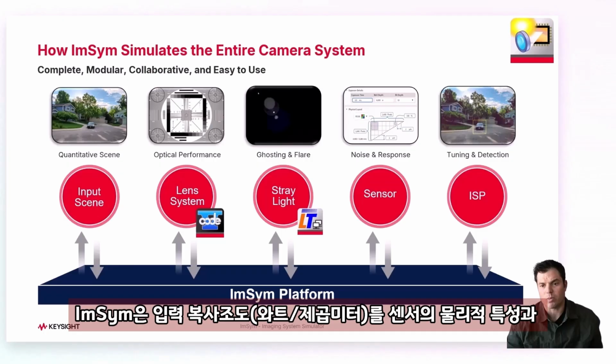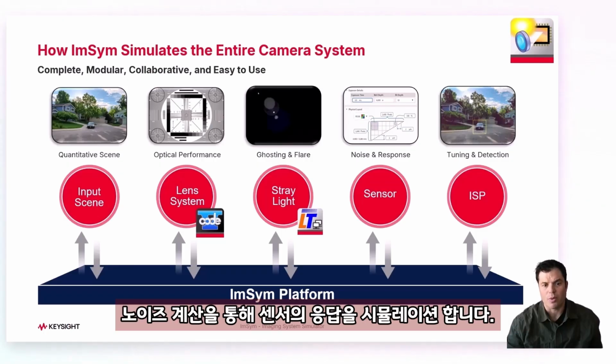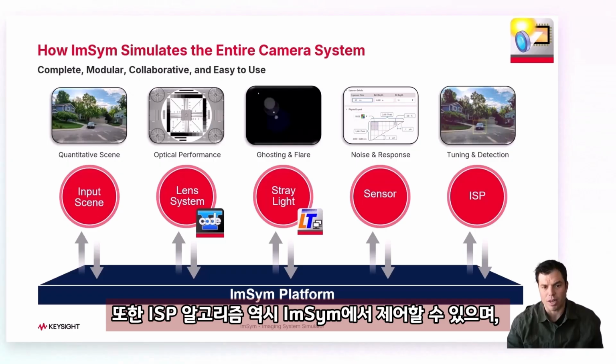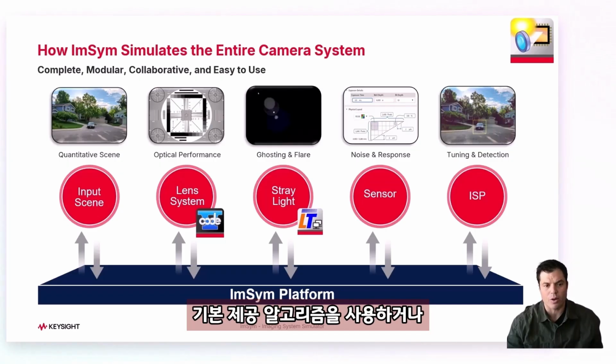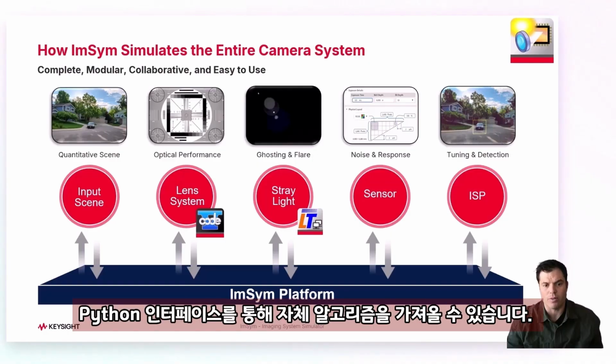ImSym simulates the response of the sensor by taking the input irradiance, watts per meter squared, through calculations that represent the sensor's physical properties as well as the sensor noise. The action of the image signal processing algorithms is also controlled in ImSym and can either use preloaded algorithms or you can bring your own algorithms in via a Python interface.